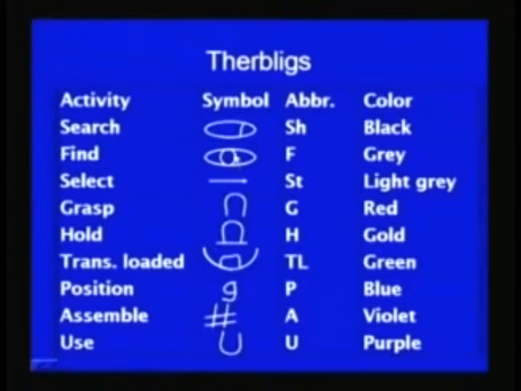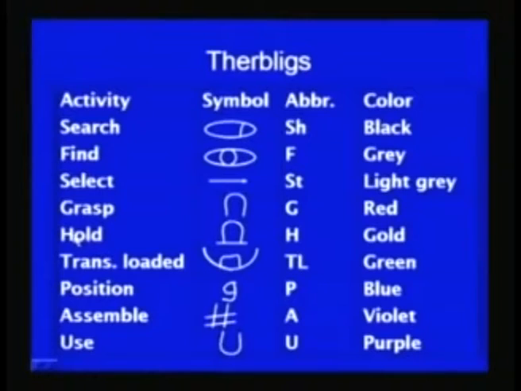If there are many items, then these will be shown by select. The symbol for select is an arrow, it is represented as ST, and the color is light gray. After selecting the object which is to be picked up, it will be grasped by hand. The grasp is shown by the symbol of this kind, and the abbreviation is shown by the red color.